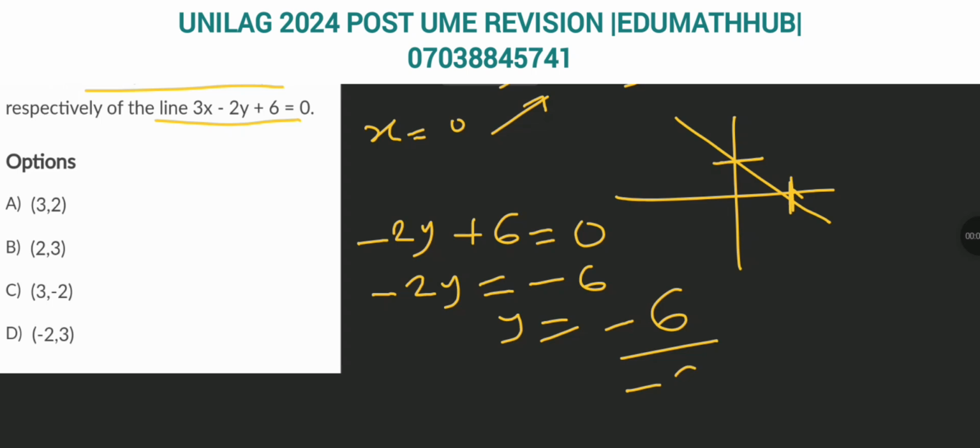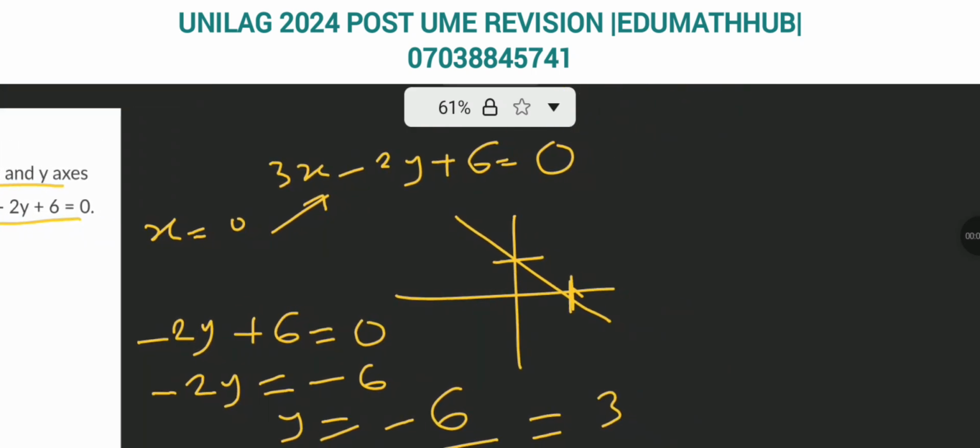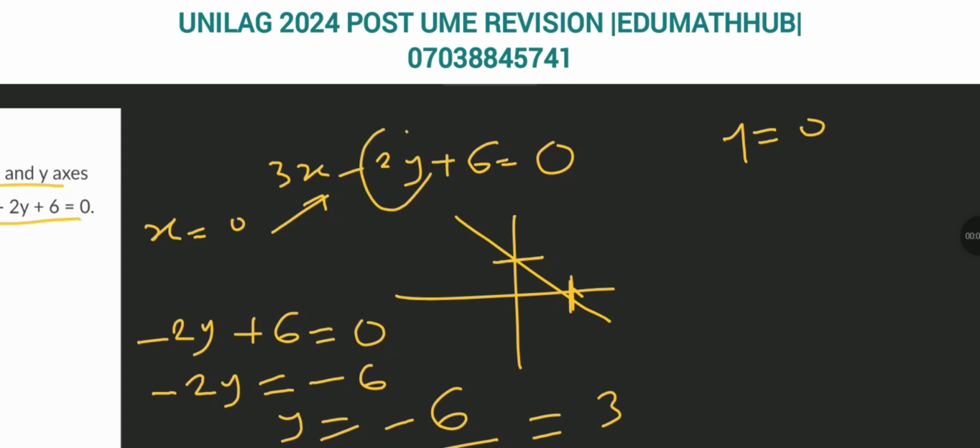So minus 6 over minus 2 will give you 3. Now, since you've known this, the second point is to do the one for y. So you need to do when y is equal to 0 now. So when y is 0, go to your original expression. Anywhere you see y, that part will be 0, so that part will cancel out. You'll be left with 3x and 6. Okay? So that will give you 3x plus 6 is equal to 0.